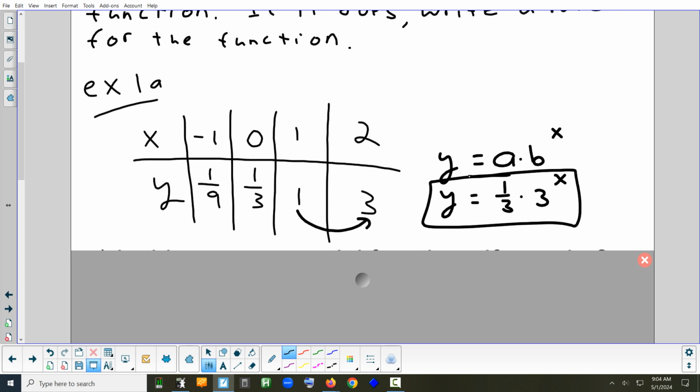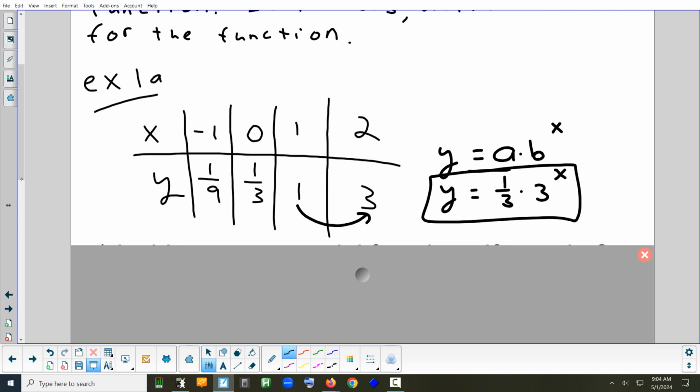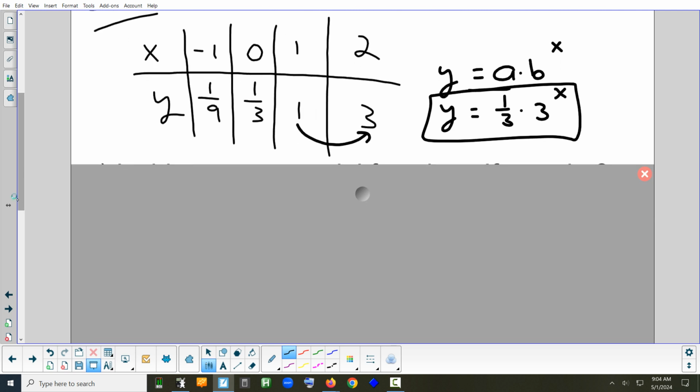Okay. Any question on that one? Why wasn't that one linear? What made that one exponential? The y's go times 3. Can you say more about it? What do you mean the y's did what? They were multiplied. Yes, that's the key. The y's were multiplied. They weren't added to.